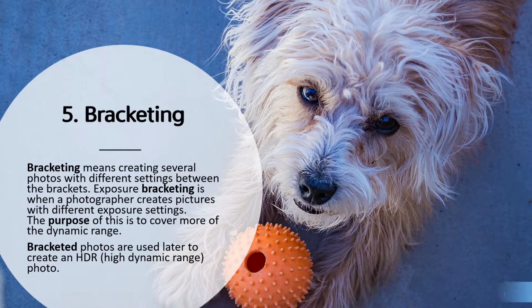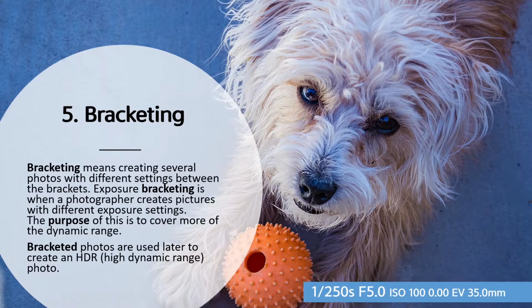Five, bracketing. Bracketing means creating several photos with different settings between the brackets. Exposure bracketing is when a photographer creates pictures with different exposure settings. The purpose of this is to cover more of the dynamic range. Bracketed photos are used later to create an HDR, high dynamic range, photo.